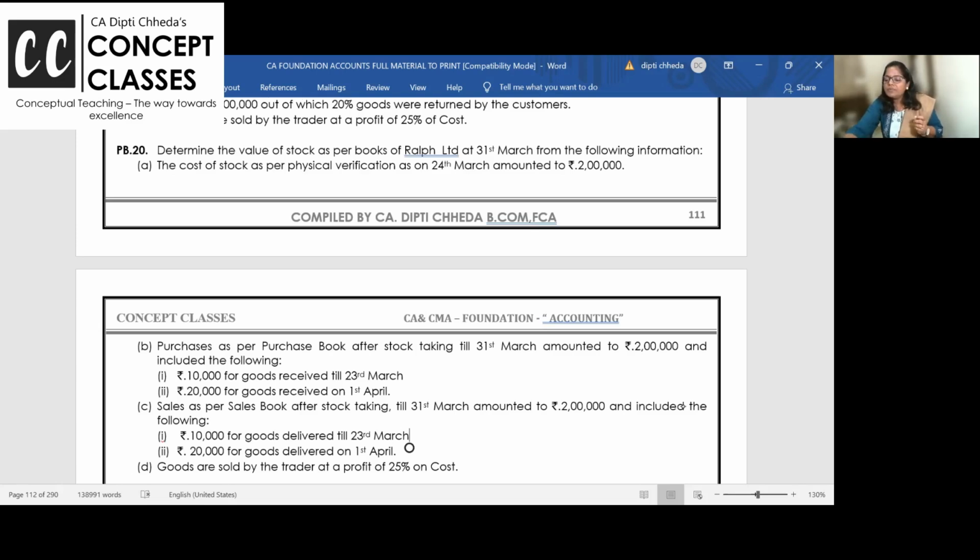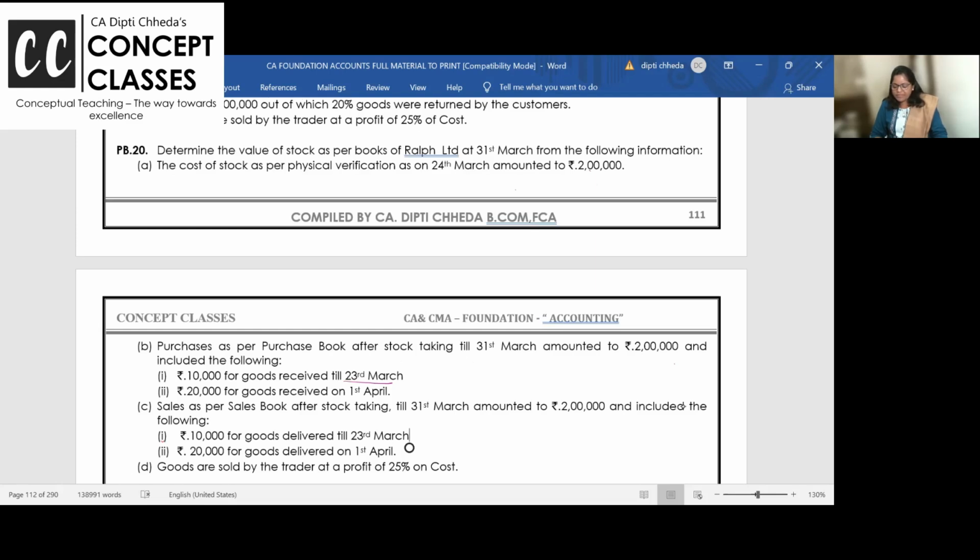Determine the value. As per physical verification, the stock was 2 lakhs. Purchase as per books after 24th till 31st amounted to 2 lakh, and 10,000 goods, so they were received on 23rd only, and we have taken it on 24th. So if some purchases is received on 23rd only, don't take it only in the stock.